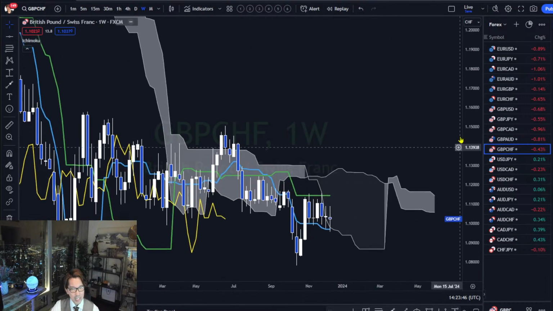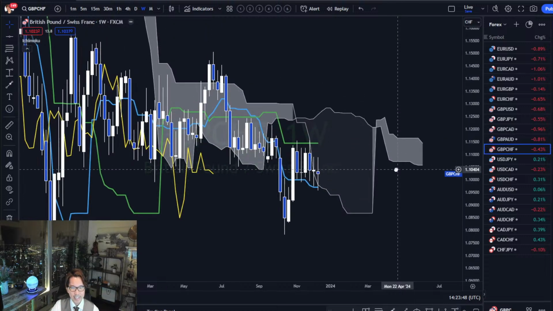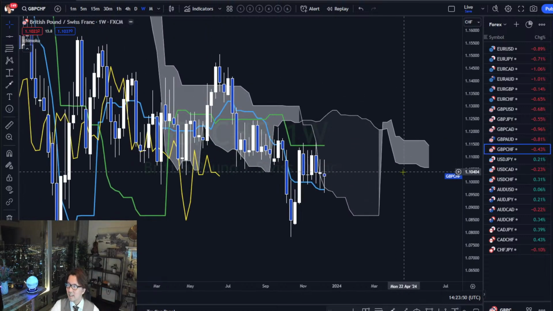So next is pound Swiss franc. This pair is completely ranging, so as soon as I see this at a glance, I stay away. Because Kumo flat, Kijun Sen flat, and the market is going into Kumo. We have lots of dojis and these long wicks up and down, so this is range. This pair is not tradable for sure.